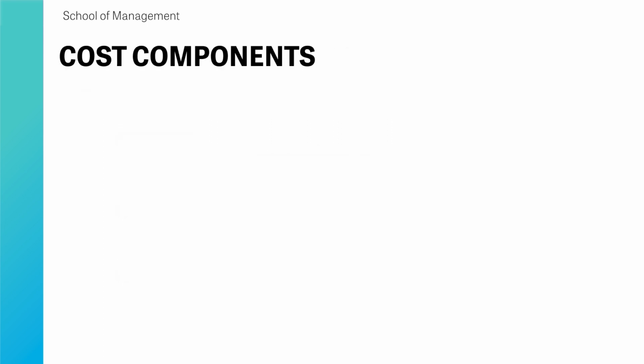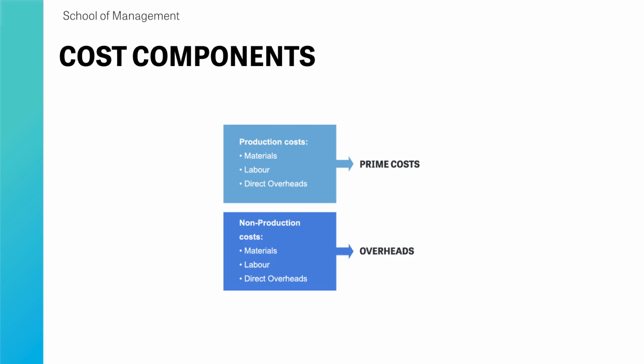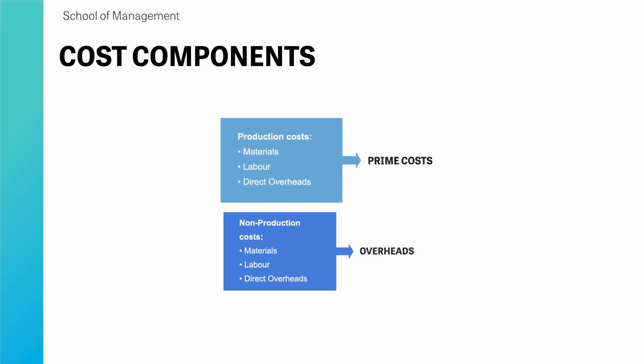Another way we can interpret these costs and look at different costs are our production and our non-production costs. And our production costs are made up of materials, labor, and direct overheads. So these are anything that are directly attributable to the manufacturing of the product itself. These are called our prime costs, right? These are absolutely key in the manufacture of the product itself.